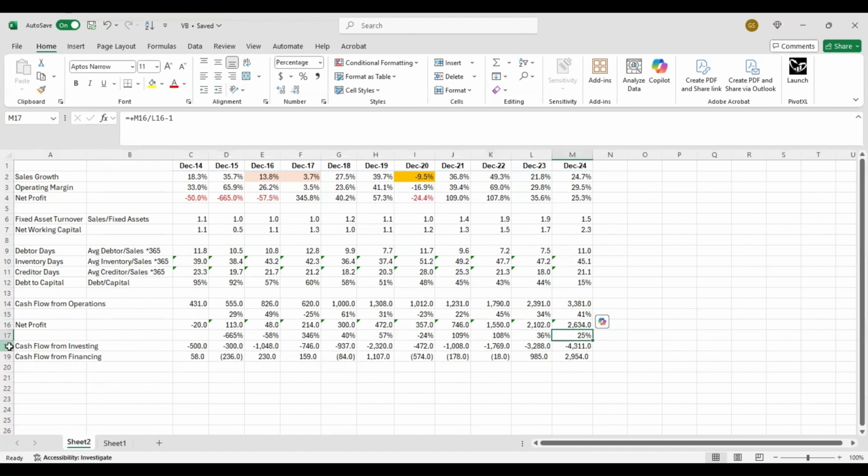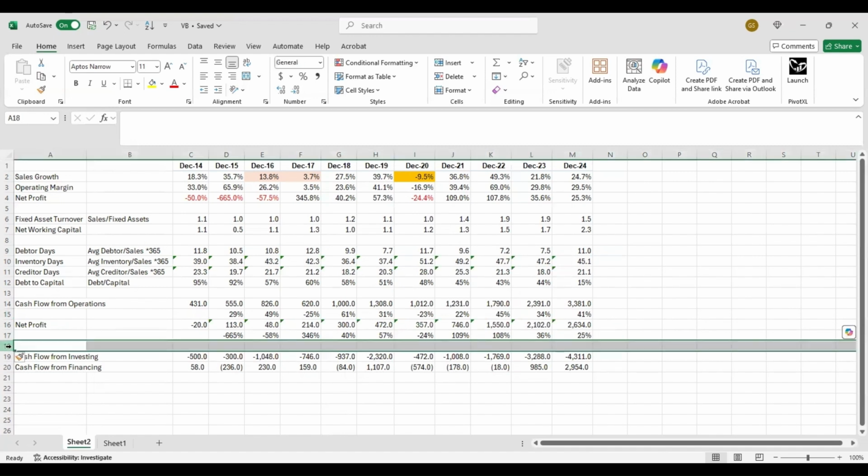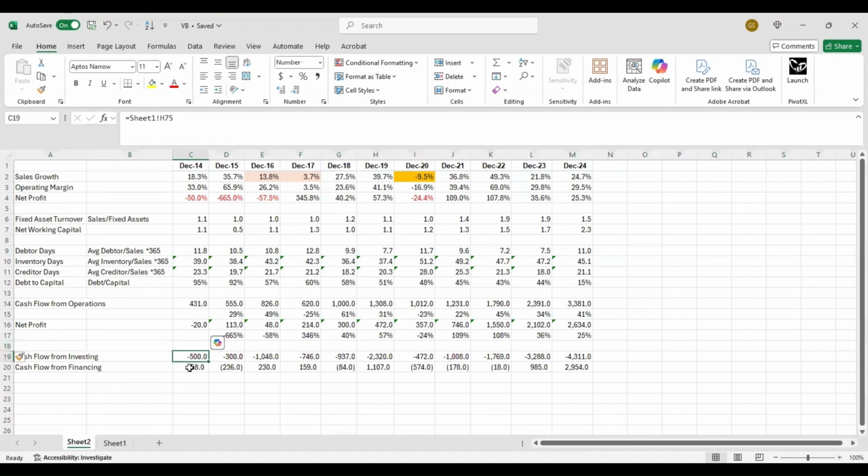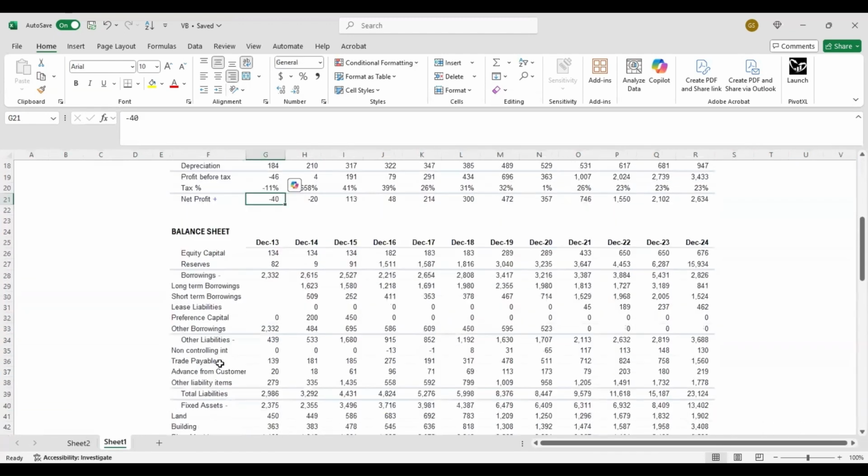Now let's also have a look at the cash flow from investing activities. So this is my cash flow from investing activities, and you can see all of these amounts are in minus. So this denotes that I am investing in my fixed assets. I have spent money to buy fixed assets.